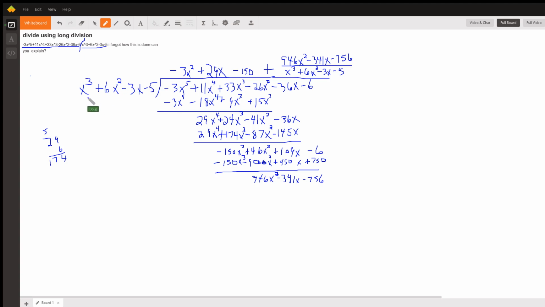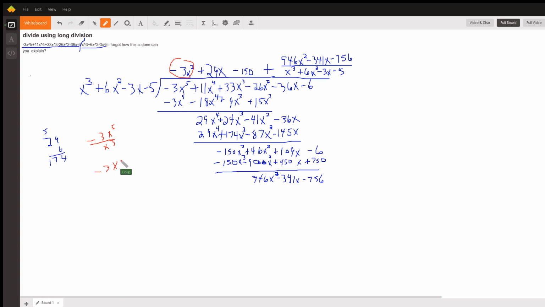So what we want to do is take x cubed into negative 3x to the 5th to get the first term of the dividend, which is this term right here. So this is what you're visualizing, negative 3x to the 5th divided by that x cubed, the leading term of the divisor, leaves you with 3 of the factors of x canceling out, leaving you negative 3x squared.